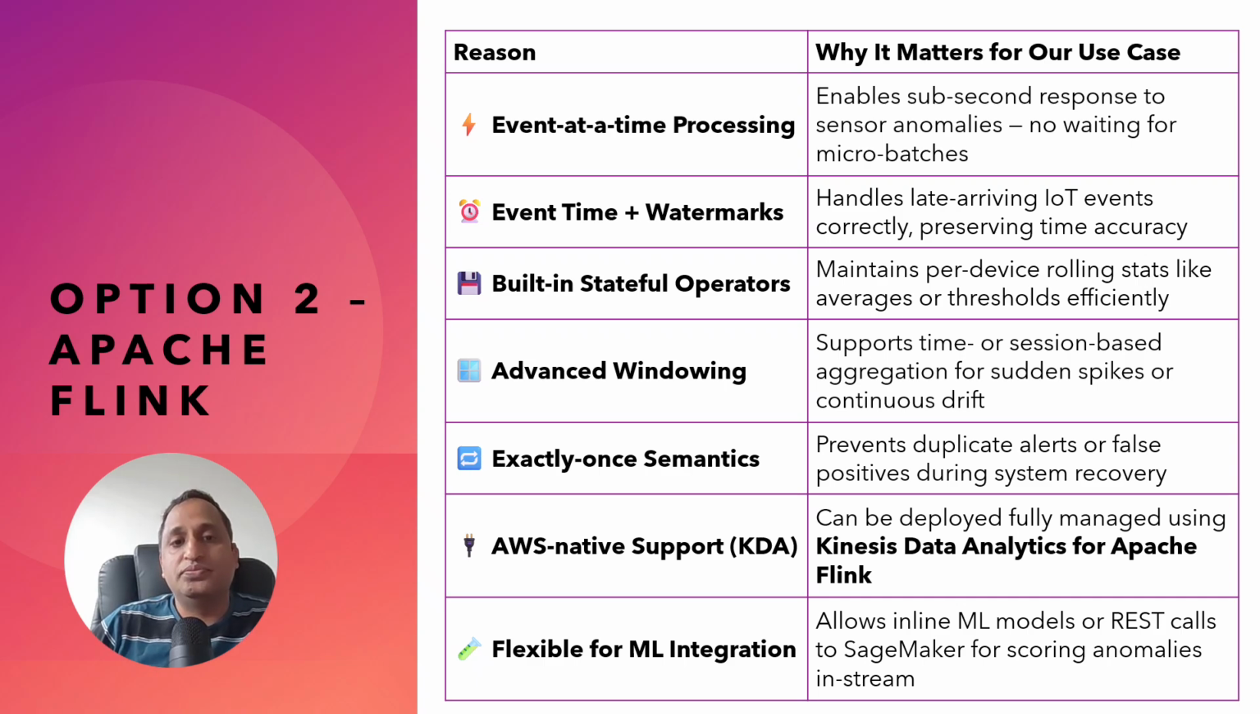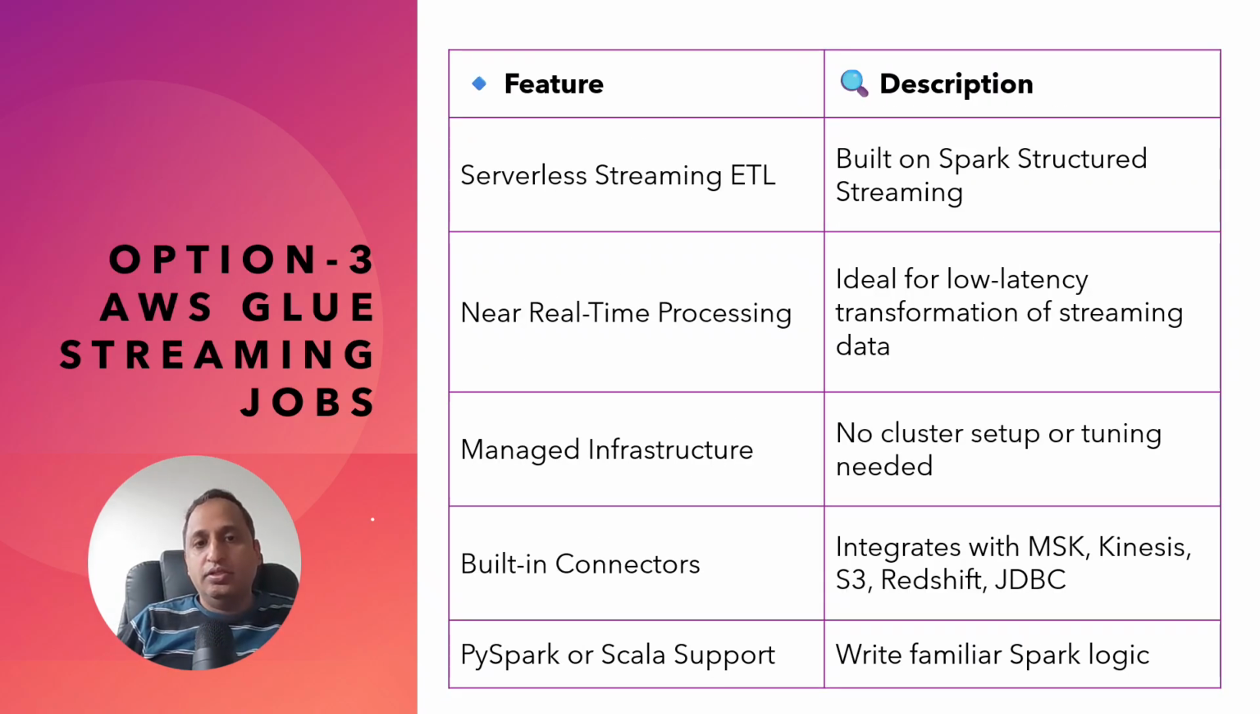Our next design option is AWS Glue streaming jobs. Basically, this is nothing but Spark Structured Streaming, but in a very serverless, AWS fashion. So you don't have to worry about cluster management. Think of it like Spark Structured Streaming in autopilot mode. It can continuously read from Kafka, apply transformations like filtering, applying a threshold, or enriching the metadata, and write the clean data to S3.